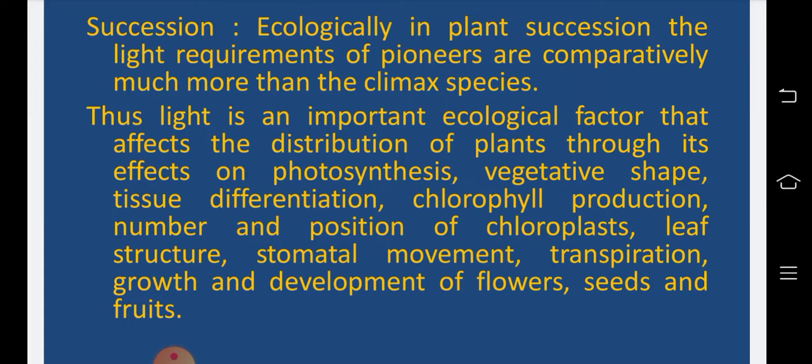So by observing this, we can say light is an important ecological factor which affects plant growth, and many physiological processes in plants are affected by light. So finally we can say light is a very important ecological factor for plant growth.